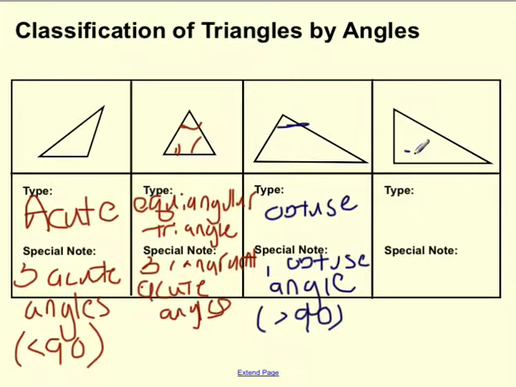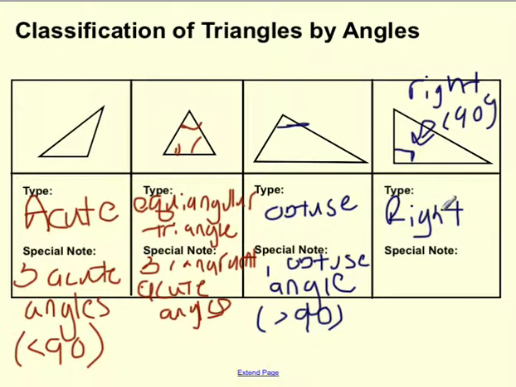This triangle is going to have a little square in the right corner. Remember that little square means that it's a right angle, and that also means that its measure is 90 degrees. So we're going to call this a right triangle, and there's one right angle. So it's a right triangle and there's one right angle.